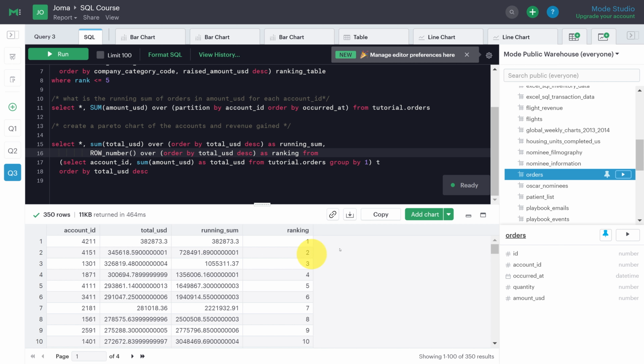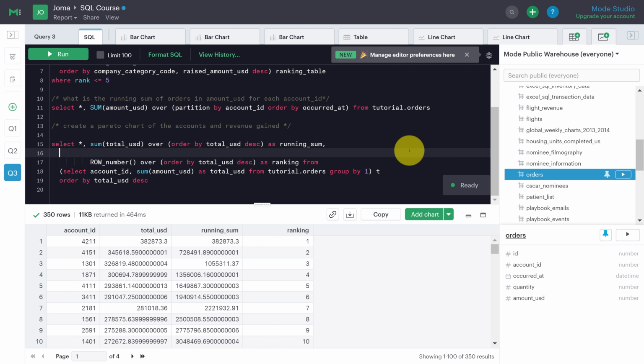That will give you the total. And then you could also count all the account IDs, and that will give you the total accounts. And then you could just divide these, like 1 divided by the total number of accounts, 2 divided by the total number of accounts, and also the running sum divided by the total revenue made. But I'm going to do something kind of quirky, I guess.